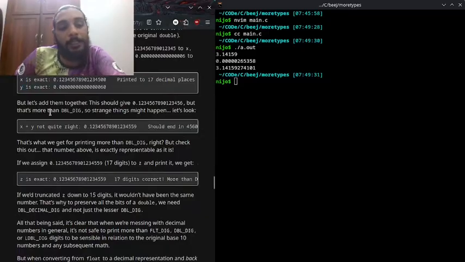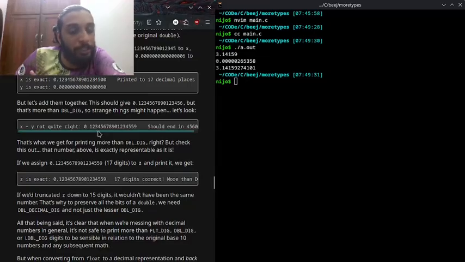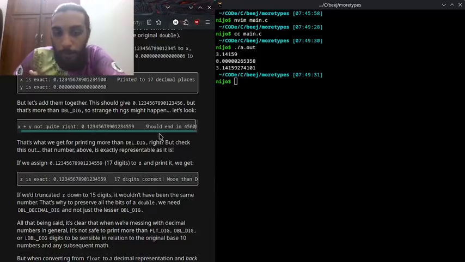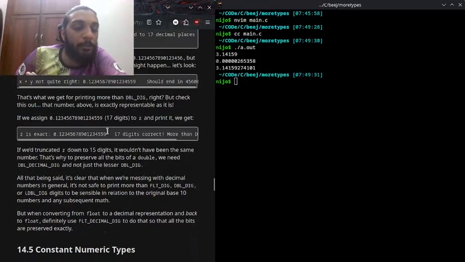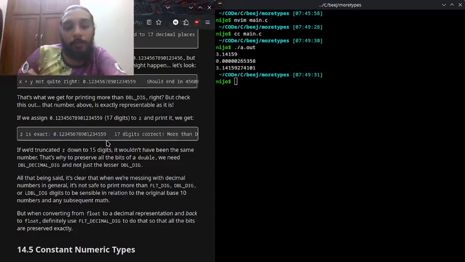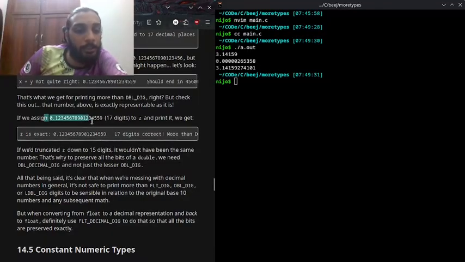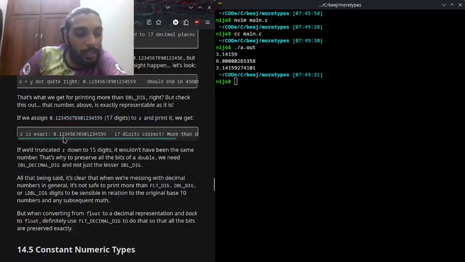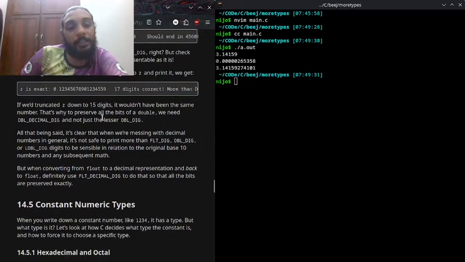Okay, but let's add them together. This should give us that, but that's more than DBL_DIG, so strange things might happen. Let's look: okay, not quite right, it should end in something else. That's what you get for printing more than DBL_DIG. But check this out: that number above is exactly representable as it is. If we assign this number to z and print it, we get an exact result, 7 digits correct, more than DBL_DIG. If we had truncated z down to 15 digits, it wouldn't have been the same number.